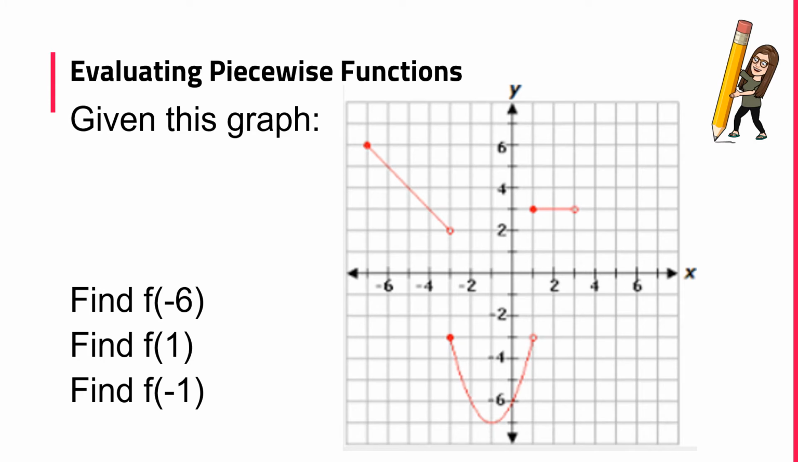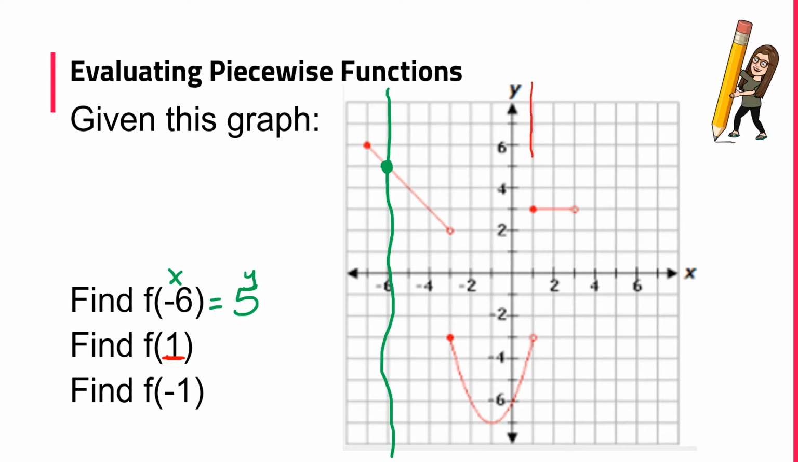Let's try evaluating when I'm given a graph. It's the same idea. If x is -6, my goal is to find where y exists. If x is -6, where do I exist? I exist right here. I exist at 5. Let's try another one, 1.